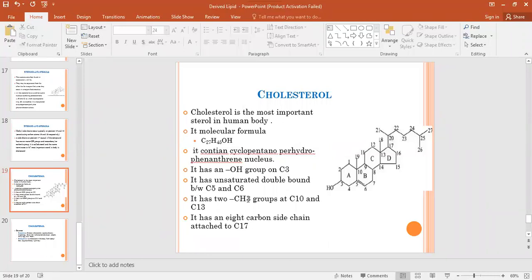It has two methyl groups at carbon number 10 and 13. How many methyl groups are present in cholesterol? Two. On which carbon number? 10 and 13. It has an 8 carbon side chain attached to carbon number 17.